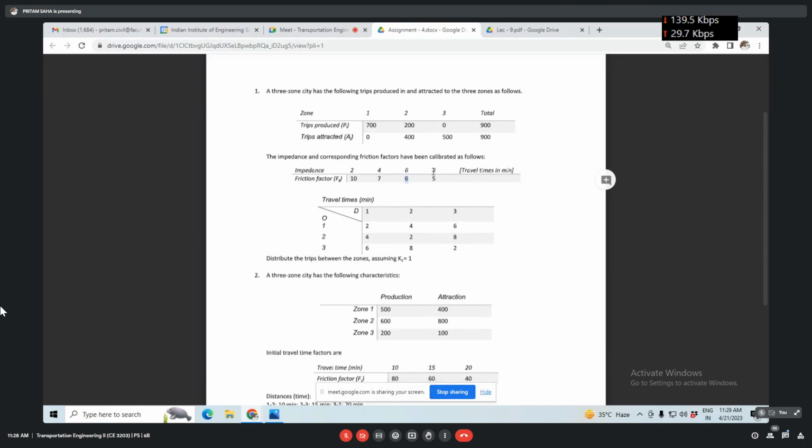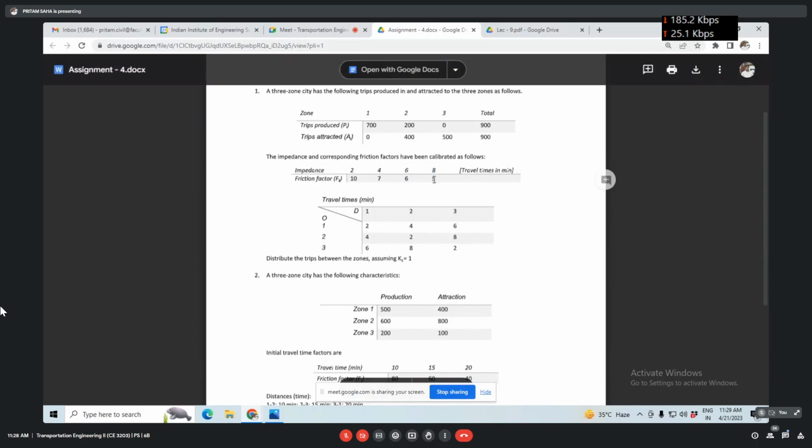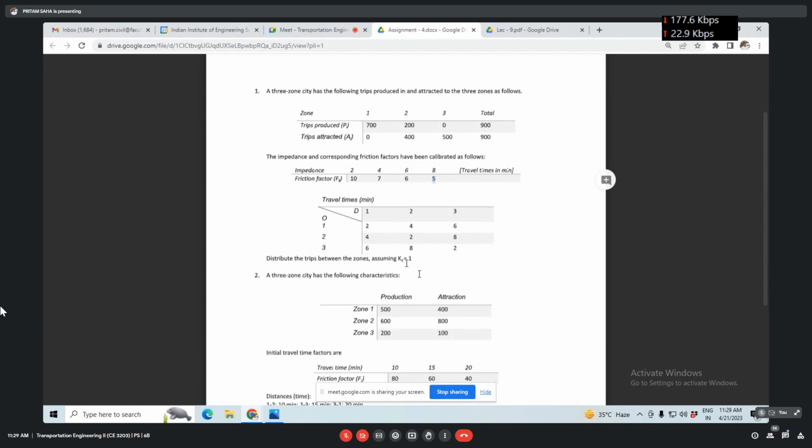Corresponding to 8, your friction factor is 3. And also you have the socioeconomic adjustment factor value, which is invariably 1 in your case. Now you need to do what? You need to distribute the trips between the zones.